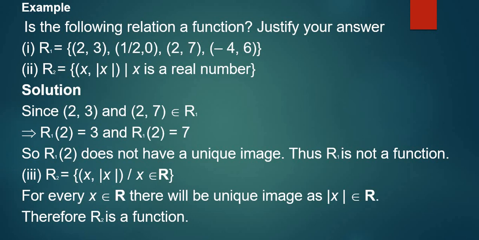What about R2? The next one, R2 is equal to the set of ordered pairs (x, mod x), where x is a real number. For every real number, there corresponds its modulus value. If it is minus 1, we get modulus of minus 1 is 1, image 1. If it is 1, modulus of 1 is also 1. Two different elements can have the same image, that is not a problem. For every x element of R, there will be a unique image, modulus of x, which is an element of capital R. Therefore, R2 is a function.